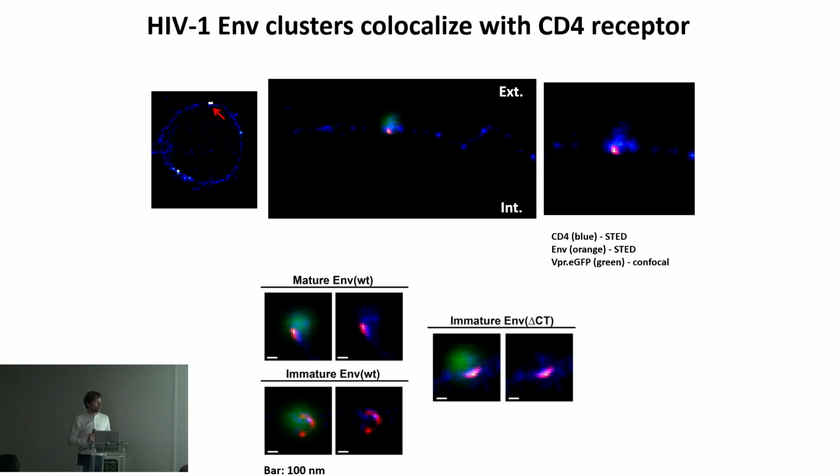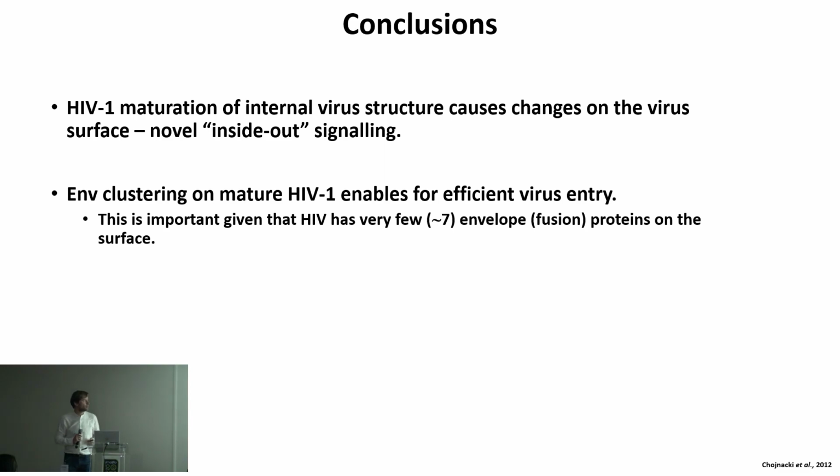But when the immature delta CT mutation was put into the virus particle, we found that the multi-cluster distribution of delta CT became a single clustered distribution similar to the mature virus particle, but only when you had the interaction with CD4. So actually CD4 interactions were able to recluster ENV into basically a single spot, which was very, very interesting because with this we concluded that HIV maturation of internal virus structures causes changes on the virus surface.